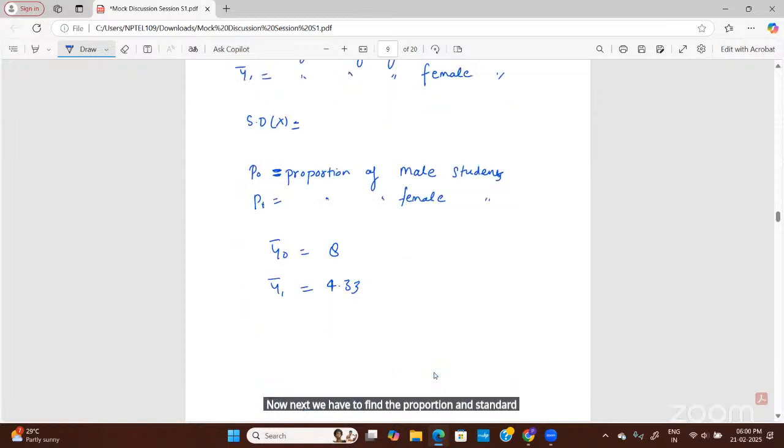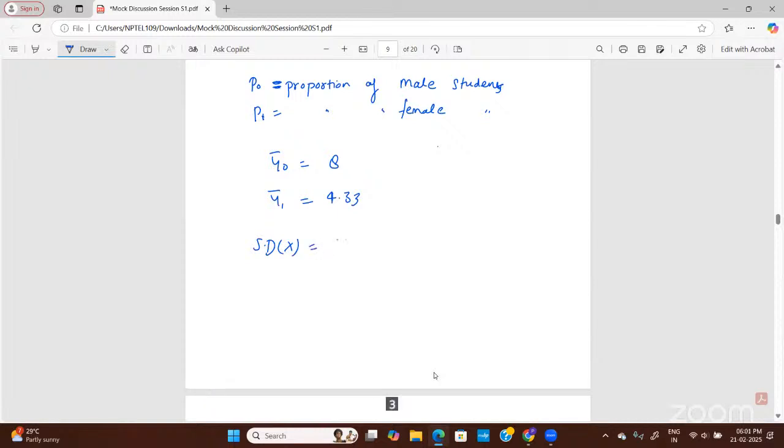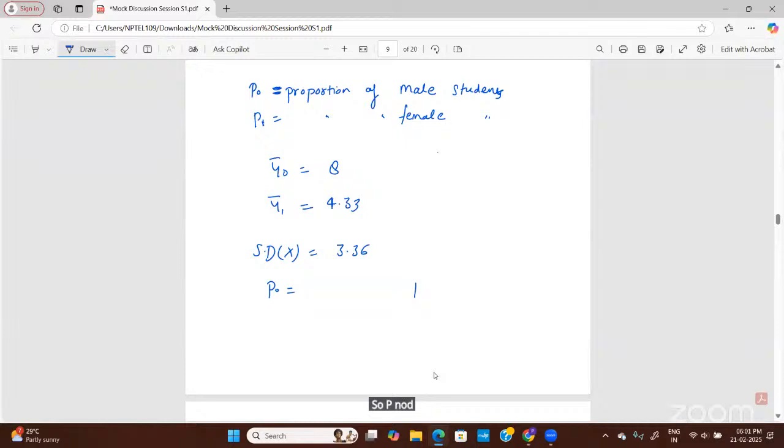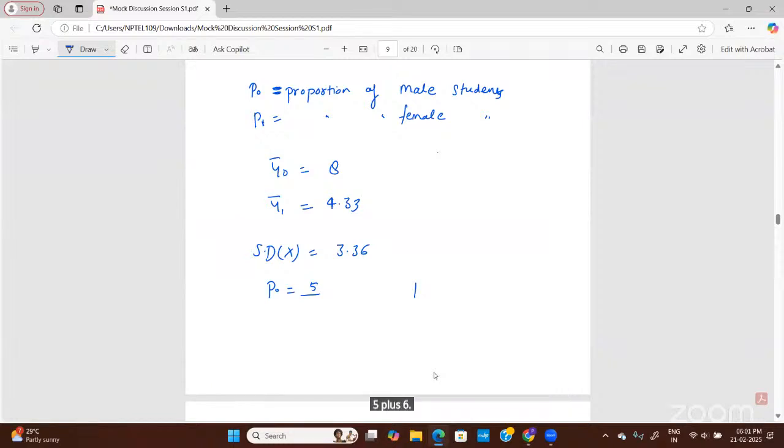Standard deviation we have already calculated in the last question, if you have done that. It is 3.36. Now we have to find the proportions P0 and P1. P0: total male students who are placed is 5, so 5 divided by the total of all the female and male who are placed, 5 plus 6, which is 11. And P1 will be 6 by 11.